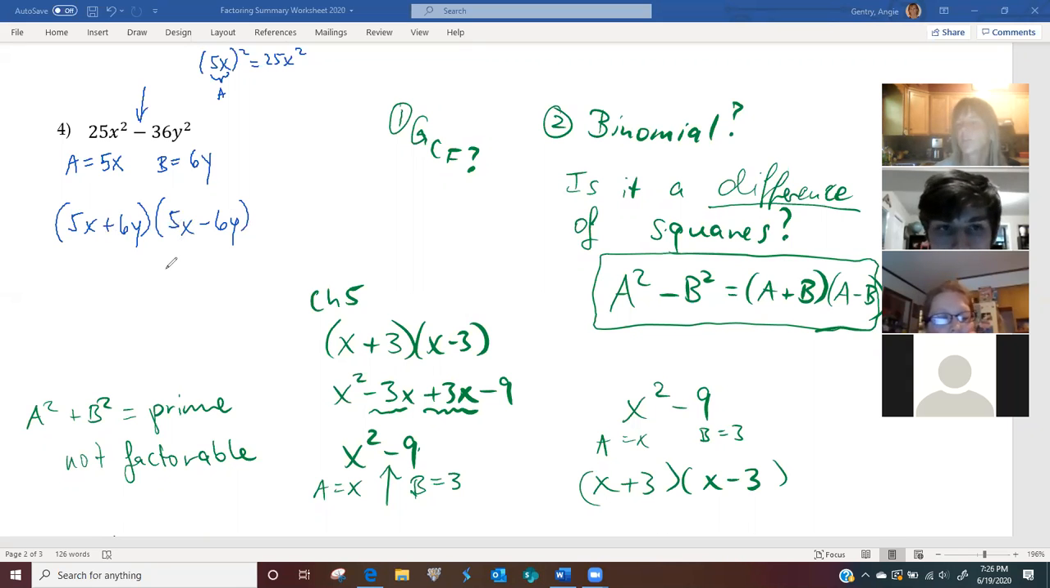These, usually people like these. These are fun. Until we get into repeated factorization, they get messy.